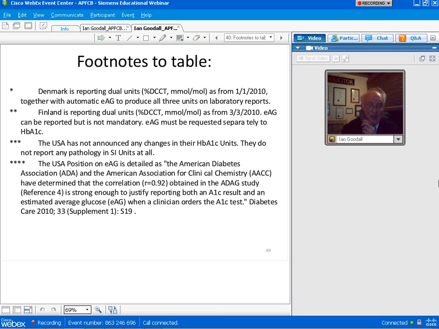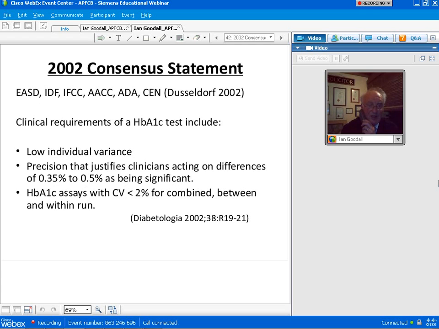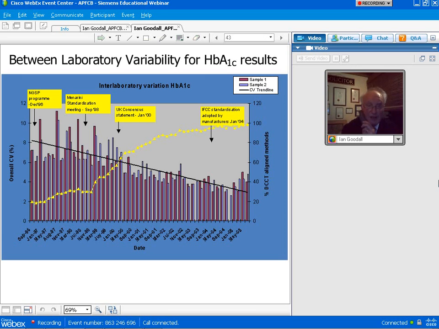But this is the way precision has got better, and this is from 1996 to 2005, so it's down further than this, but it's not anywhere near 2%. So I'll just move on.